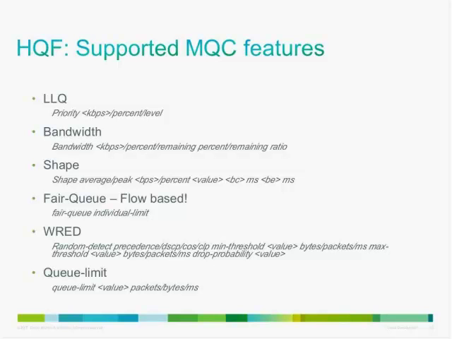WRED is basically a congestion avoidance mechanism used for dropping traffic so that we can avoid congestion. We configure a maximum threshold, which is when we start dropping all the traffic, and a minimum threshold, which is where exactly we start dropping the traffic. We can always mark a drop probability that tells us how probable it is for a particular packet to be dropped.